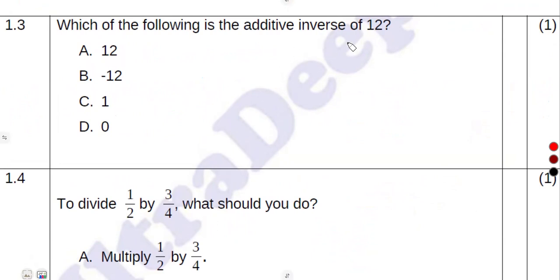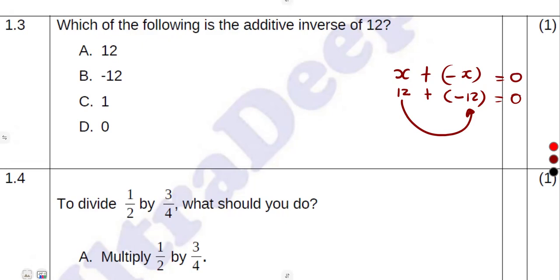The additive inverse of what? Of 12. Remember, on our application of numbers, we've got the additive, the multiplicative, and so on. The additive is that if we add minus x to x, it is going to give us a 0. So a number, which is 12, must be added to minus of that number to give us a 0. So the additive inverse of 12 is minus 12. The best answer was going to be B. So that is what you are given.